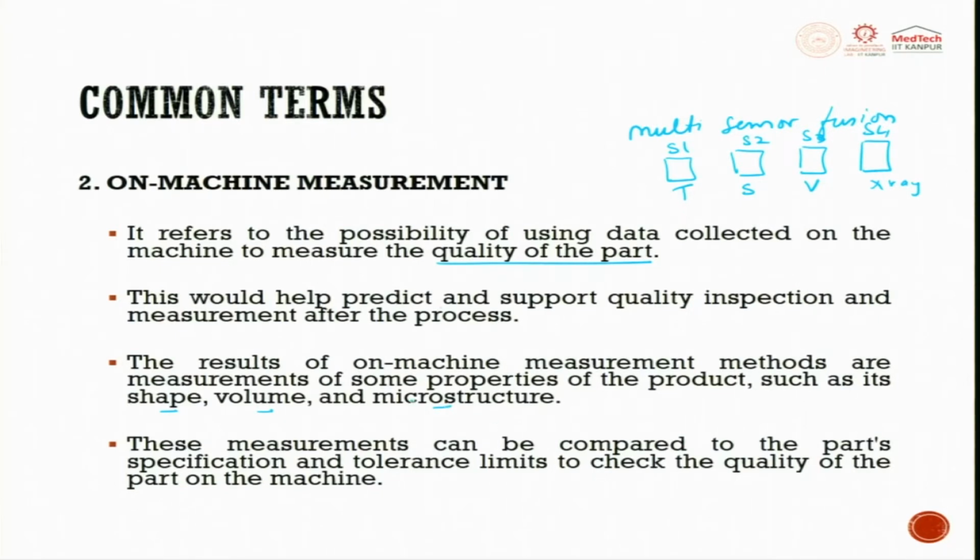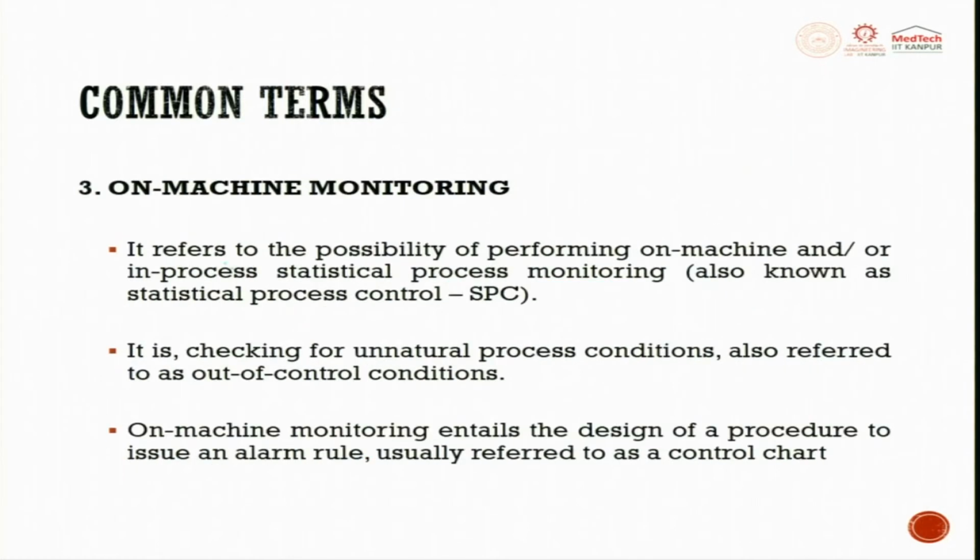So, this area is becoming very tough. Today what people are trying to do is use micro CT, computer tomography, wherein they use an X-ray as a source. They are trying to do the X-ray after every 3 layers or 5 layers to measure the quality output. These measurements can be compared to the part specification and tolerance limit to check the quality of the part on the machine. So, it refers to the possibility of performing on-machine and/or in-process statistical process monitoring.